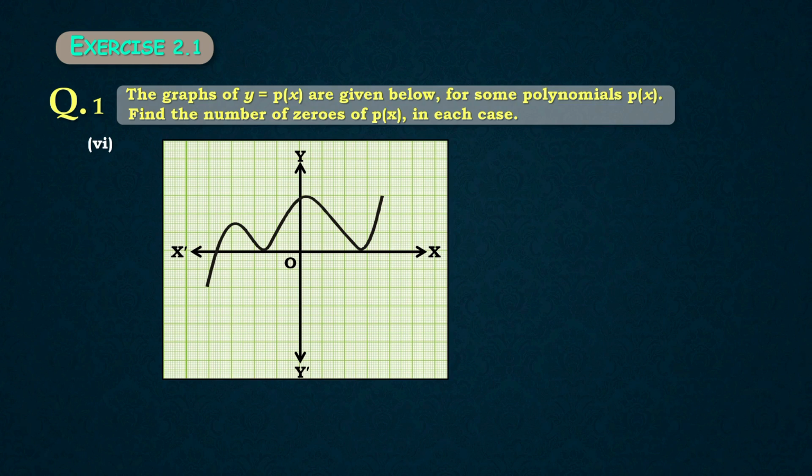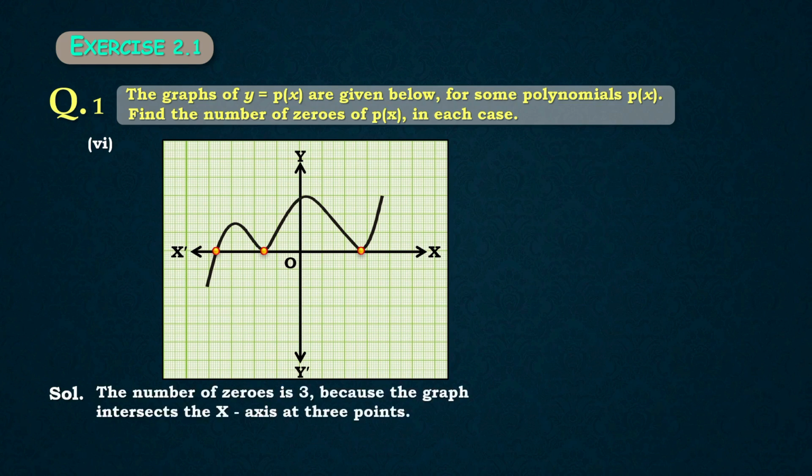The curve intersects the x-axis at 3 different points, which are clearly marked on the graph. At each of these points, the value of y becomes 0. Since the graph cuts the x-axis at 3 points, the polynomial has 3 zeros. Therefore, the final answer is the number of zeros is 3 because the graph intersects the x-axis at 3 points.